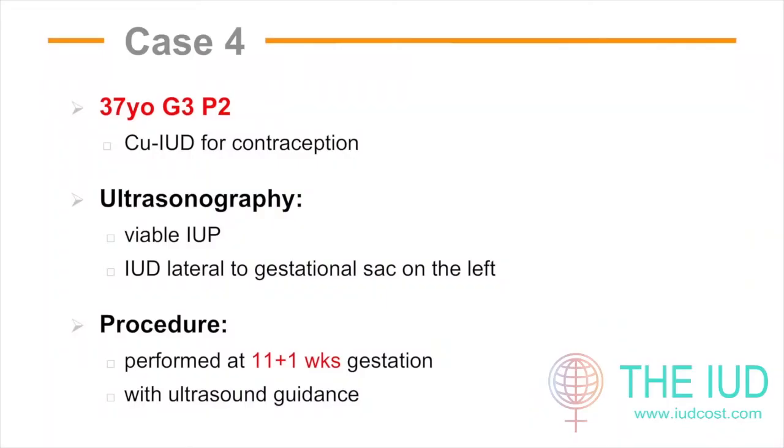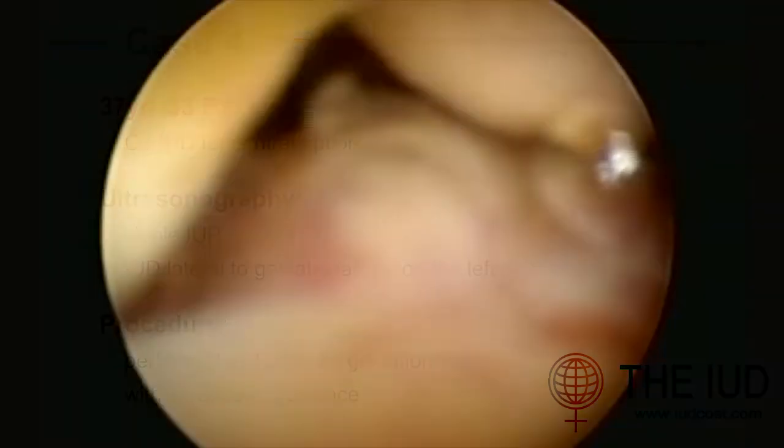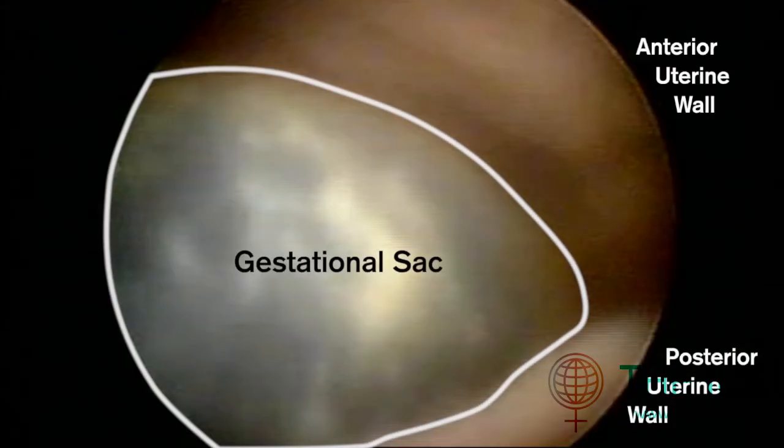Case 4 is a 37-year-old Gravida 3 Para 2 who had a copper IUD removed at 11 weeks and 1 day under ultrasound guidance. This case nicely depicts how the uterine cavity is entered slowly and carefully to avoid disrupting the gestational sac, which is now seen here. Minimal distension media is again used to create a tract between the sac and lateral uterine wall.